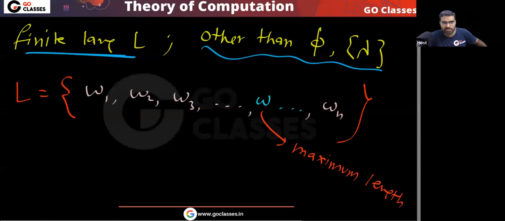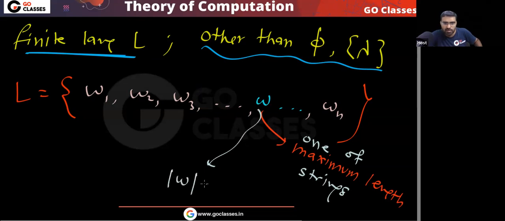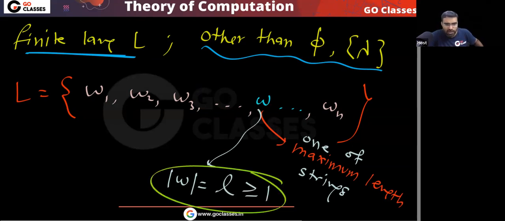There can be more than this. Yes or no? There can be multiple. Agree with me? But I am saying that this is one of the maximum length strings. So its length, let's call it L, will be greater than or equal to 1. This is the point. Now you tell me what will happen in L star.